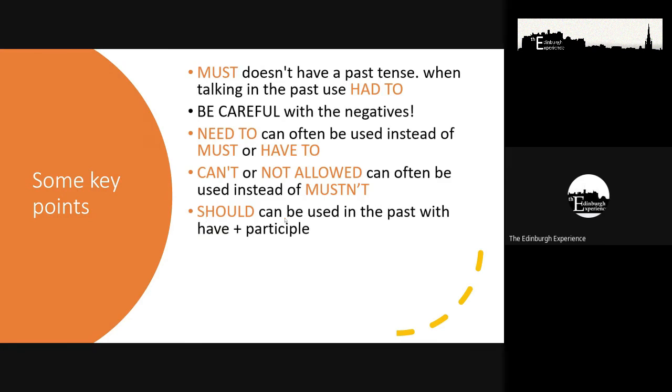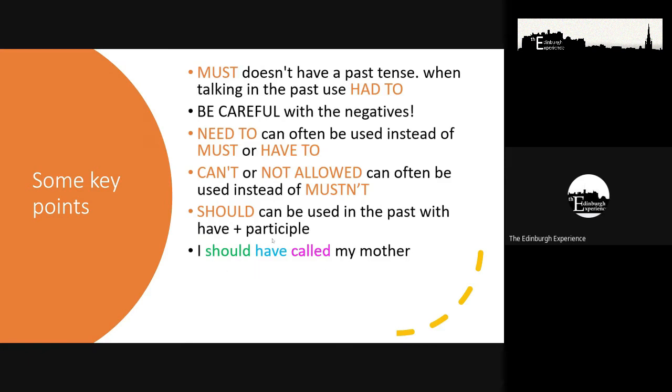Now, should, like I said before, we can use this with a past aspect, and I can form that by following it with have and the participle. So for example, I should have called my mother, okay? I didn't, but it would have been advisable if I did.